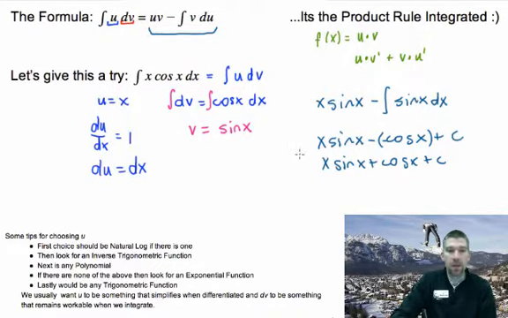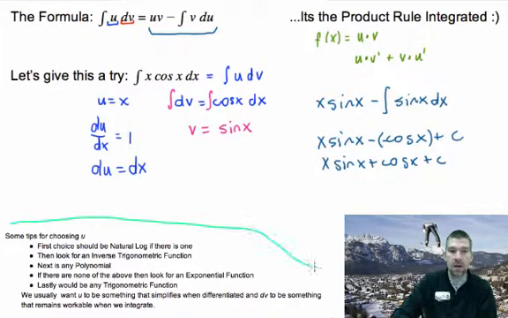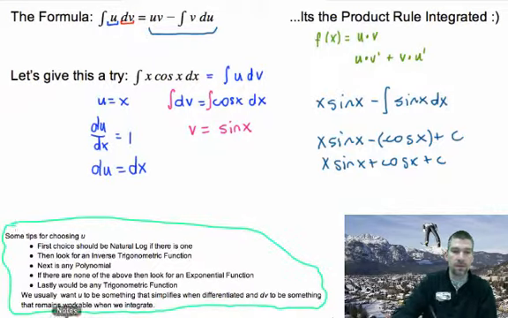So this is integration by parts. Here are some tips for choosing what needs to happen, and I put them right down here for you. Always pick natural log to be your u if that's an option. That wasn't on this first one.